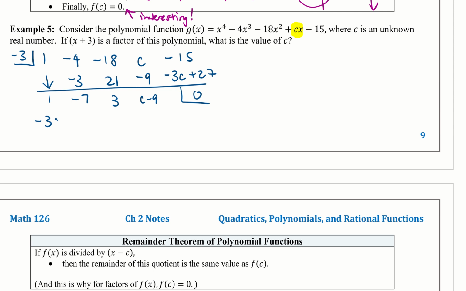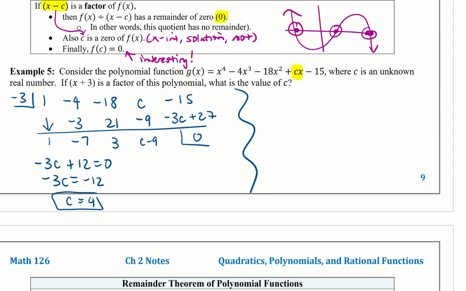So negative 3c plus 27 combined with the negative 15, I can combine that right away to a plus 12, should equal 0. So negative 3c should equal negative 12, and c must be 4. So that's one way to do this. It's a great way to do it. Nothing wrong with that. So, using synthetic division.